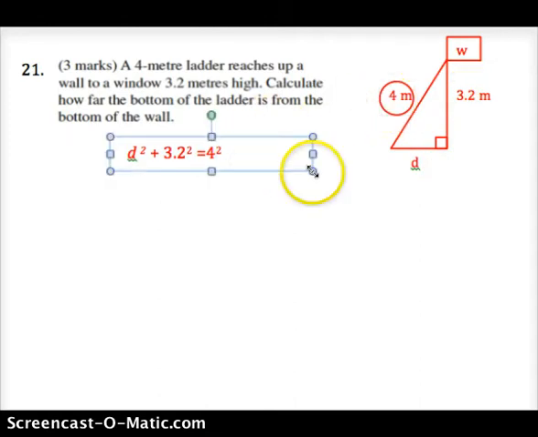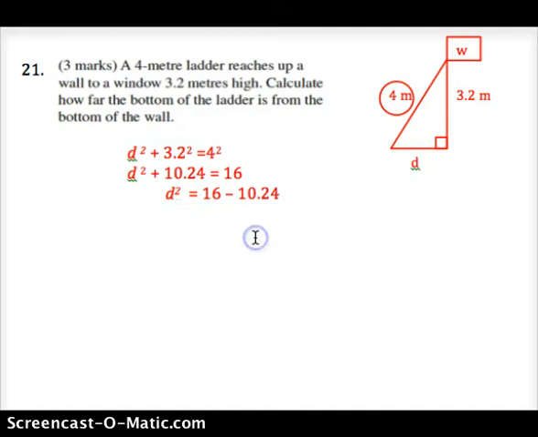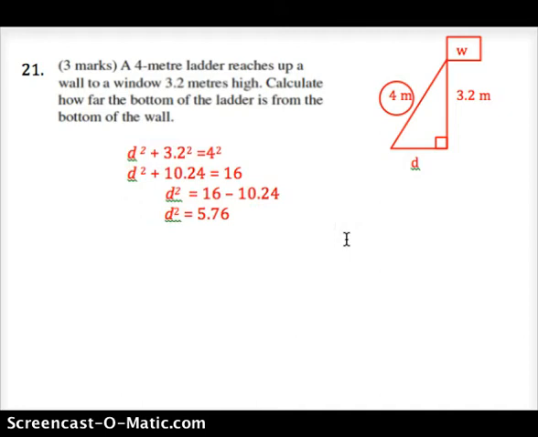Now we need to work out the 3.2 squared and the 4 squared. So we work those out. We get D squared plus 10.24 is 16. And we're trying to work out D on its own, or D squared. So we need to move this plus 10.24 over to the other side, and it becomes D squared is 16 minus 10.24. We work out 16 minus 10.24 on our calculator, and we get 5.76.